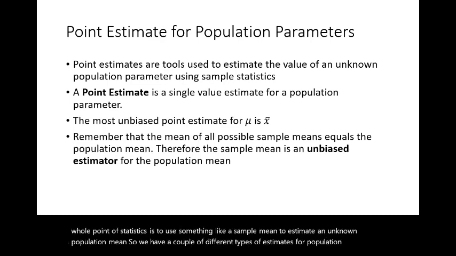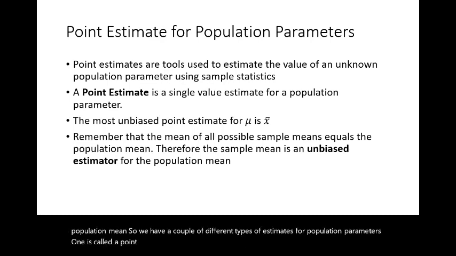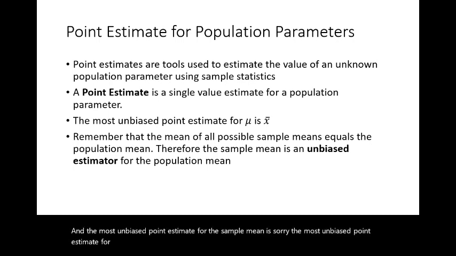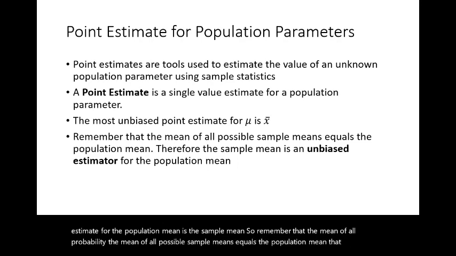We have a couple of different types of estimates for population parameters. One is called a point estimate, and a point estimate is a single value that is used to estimate a population parameter. The most unbiased point estimate for the population mean is the sample mean. Remember that the mean of all possible sample means equals the population mean. That is why this is called an unbiased estimator.